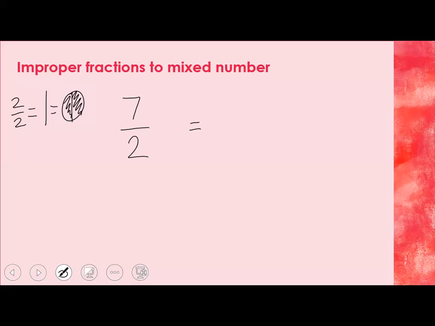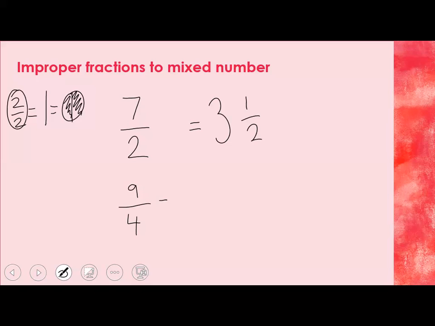So how many lots of 2 halves can I take out of 7 halves? So I need to go: 1 times 2 is 2, 2 times 2 is 4, 3 times 2 is 6. So I can take out 3. I can take out 6 halves, which is 3 whole ones. And then I'm left with 1 half because I took out 6 halves of my 7 halves. And that is how I work out how to convert an improper fraction to a mixed number. Let's go over that one again.